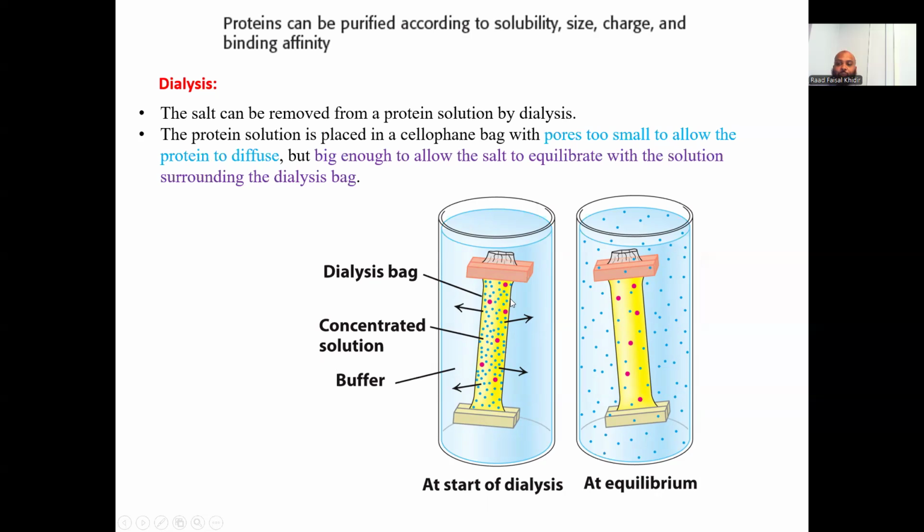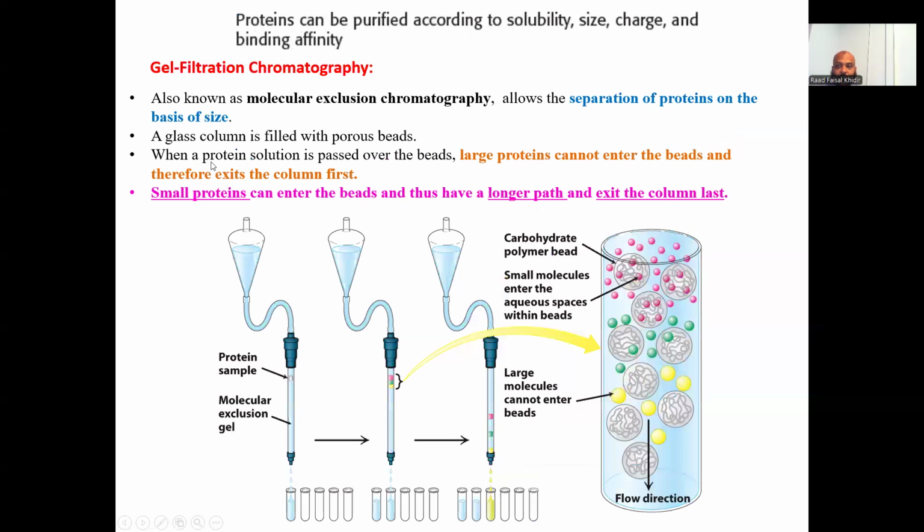So now we remove the salt, and that makes a lot of sense because sodium is so small, and chloride is so small, they can leave. Inside here I have salt and I have my protein. When I put in a dialysis bag, the water makes the salt go out, and then I can have my proteins at equilibrium. Then there is gel filtration, a mechanism known as molecular exclusion chromatography. It allows the separation of proteins on the basis of size.